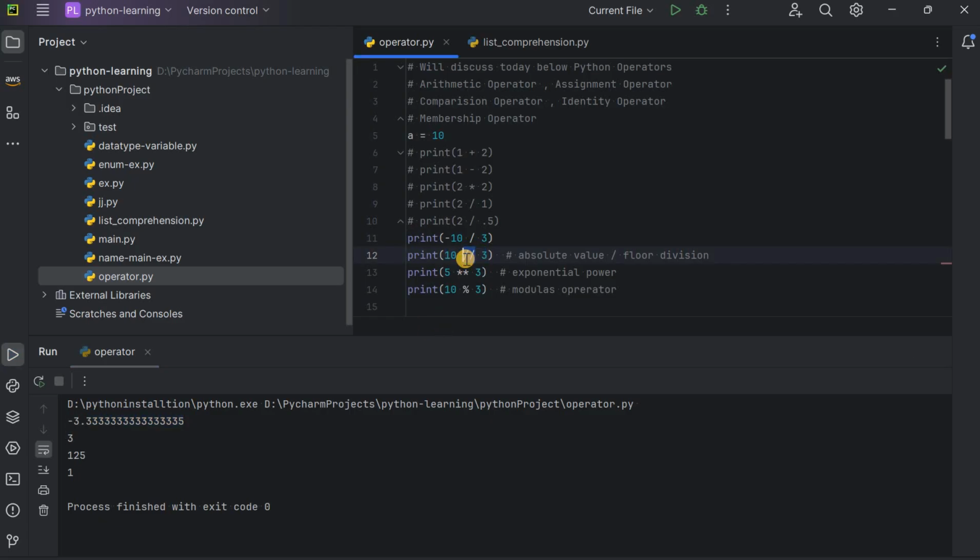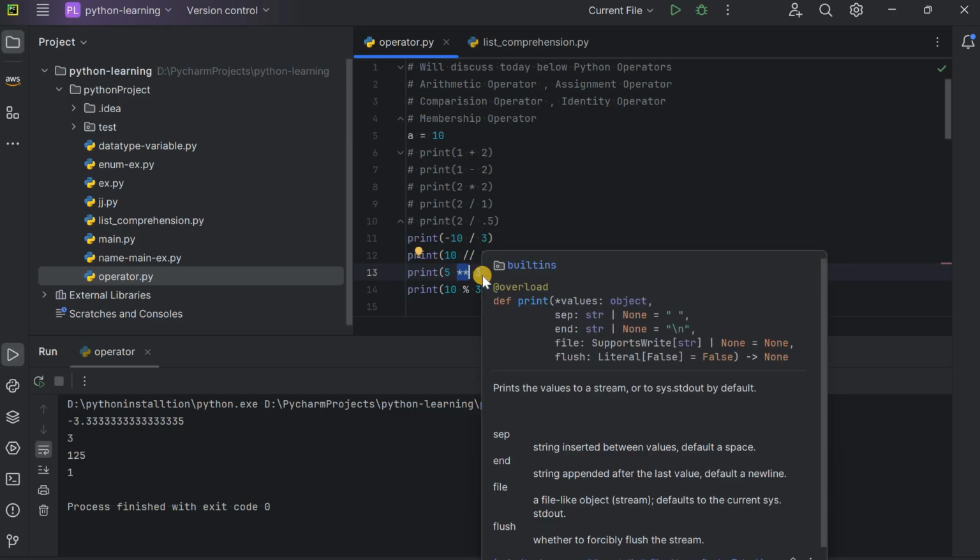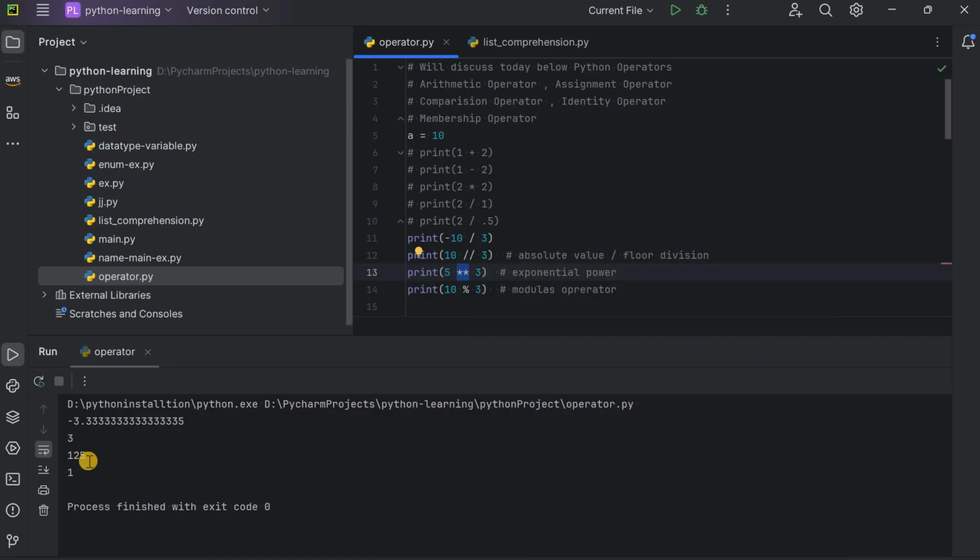This is the syntax if you want the integer value only, with no float. And this is the exponential: 5 double asterisk 3, so 5 into 5 into 5, 5 into 5 is 25, 25 into 5 is 125. So the output would be 125. 10 modulus 3: modulus means remainder. If we divide 10 by 3, 3 threes are 9 and 1 is the remainder, so the output will be 1. This is how it works in arithmetic operators.